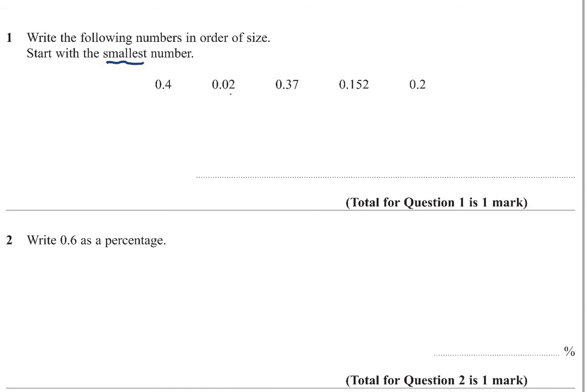A few ways we can do this, but what I like to do in my head is make them have the same number of digits. In this case, they all need to have 3. So we can add a couple of extra zeros on, and that should help us see which one's the smallest and which one's the biggest. This one is definitely the smallest because it's got a 0 after the point. So we'll write that one down.